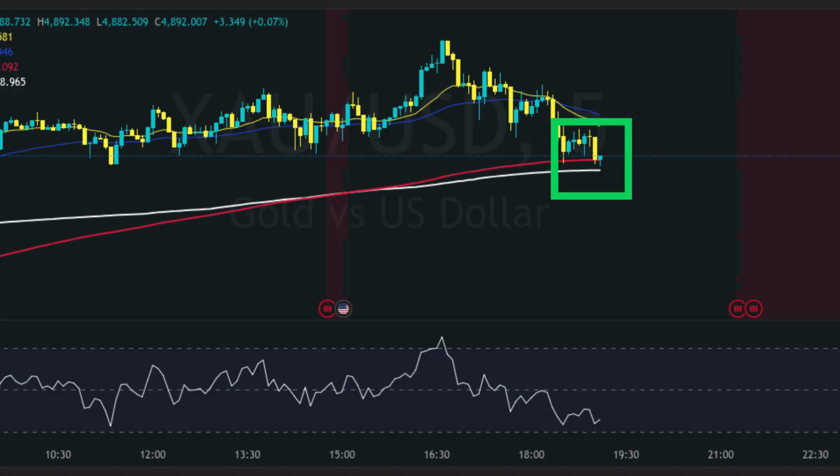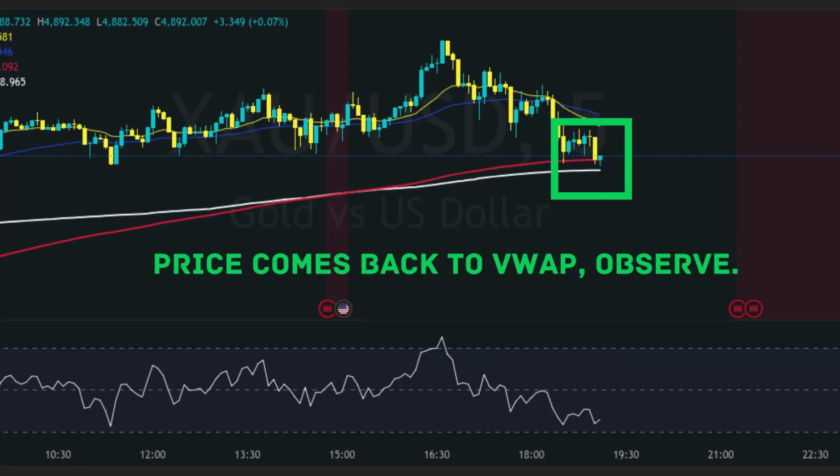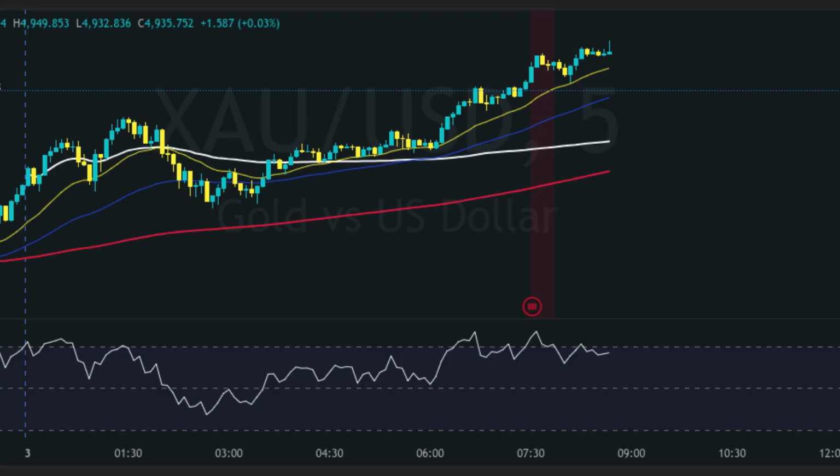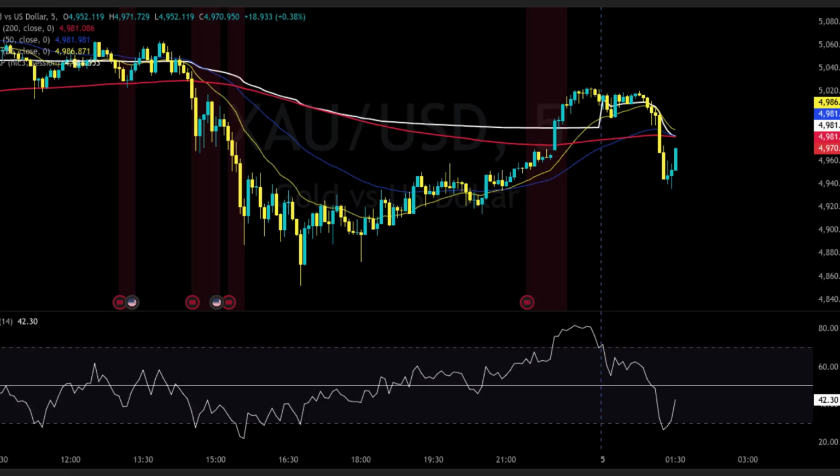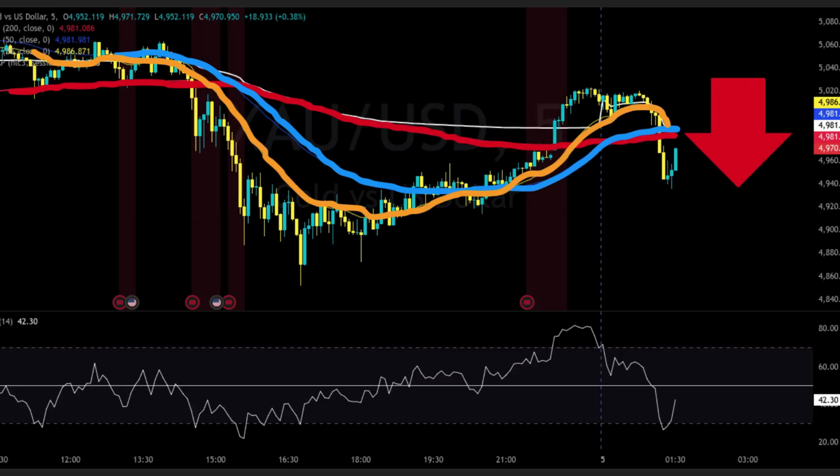Price moves away, then comes back. VWAP often acts like a magnet on gold. When price reaches VWAP, I slow down. I observe. When price is far from VWAP, I'm careful. Now here is the key idea. Gold moves fast. So we need alignment, not prediction.